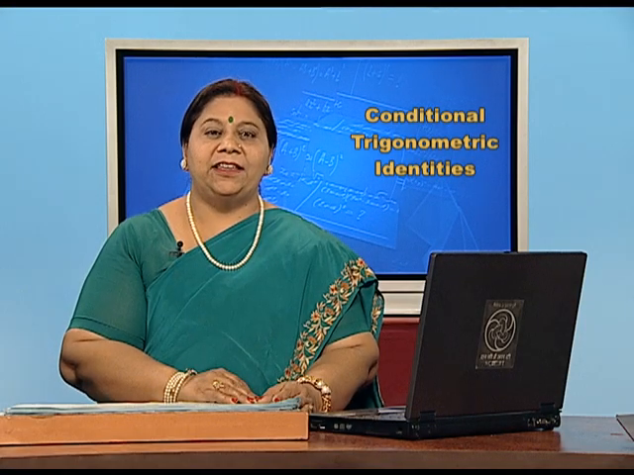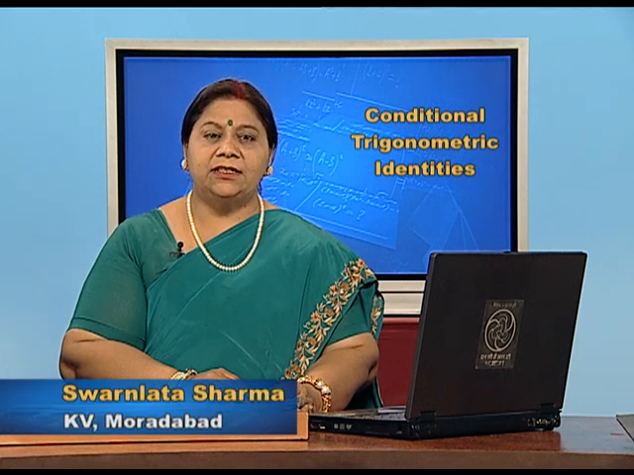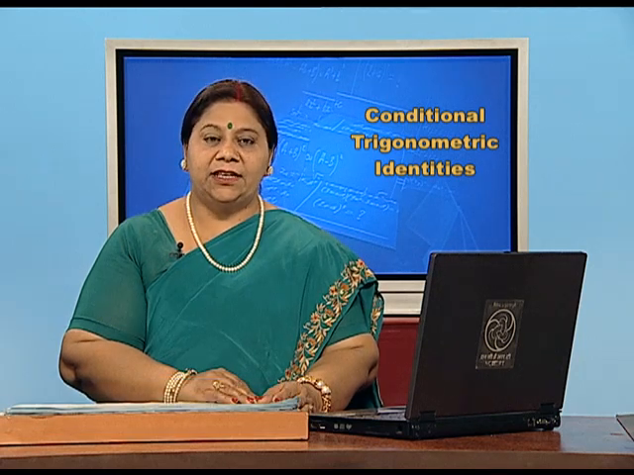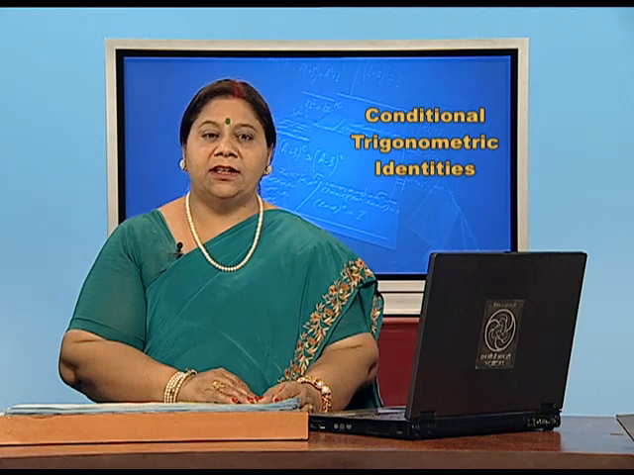Hello students, in the previous session we have discussed many trigonometric identities which were true for all values of the angles involved. In this session we intend to discuss those identities where certain relationships exist among the angles involved. Such identities are identities in the sense that they hold for all values of the angles which satisfy the given conditions among them, and hence they are called conditional identities.